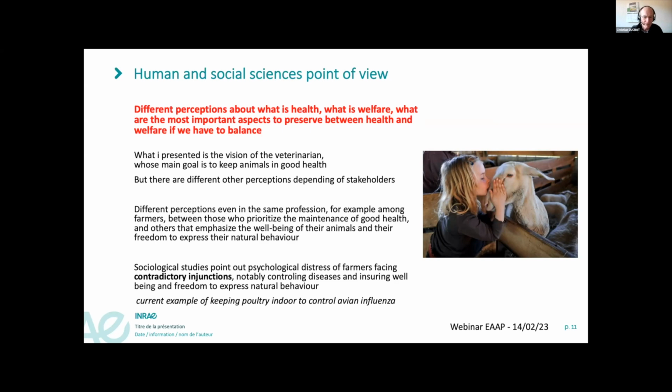Since I'm talking about farmers, I would like to say a few words about current sociological studies that point out the psychological distress of farmers facing this contradictory injunction: controlling disease on the one hand, and ensuring well-being and freedom to express natural behavior of their animals on the other hand. The main current example is keeping poultry indoors to control avian influenza. And a lot of farmers do not agree with that.